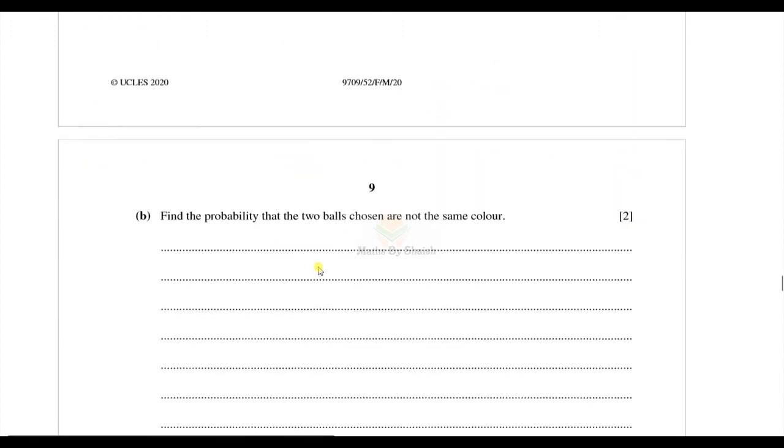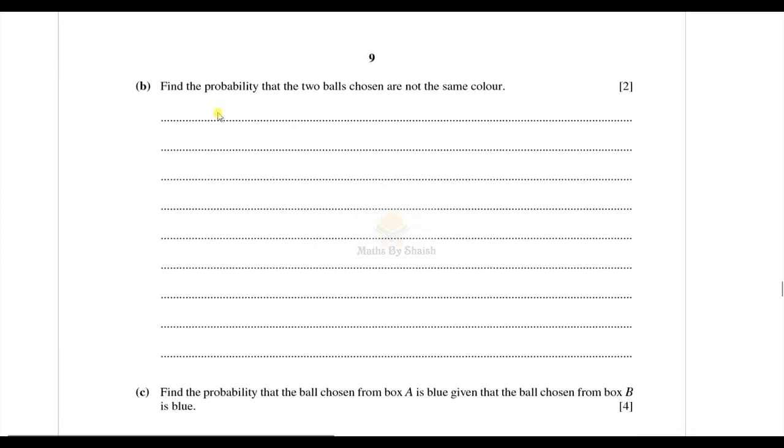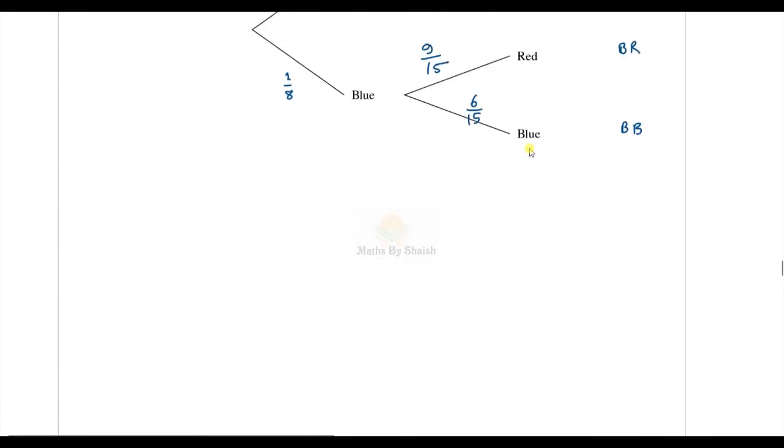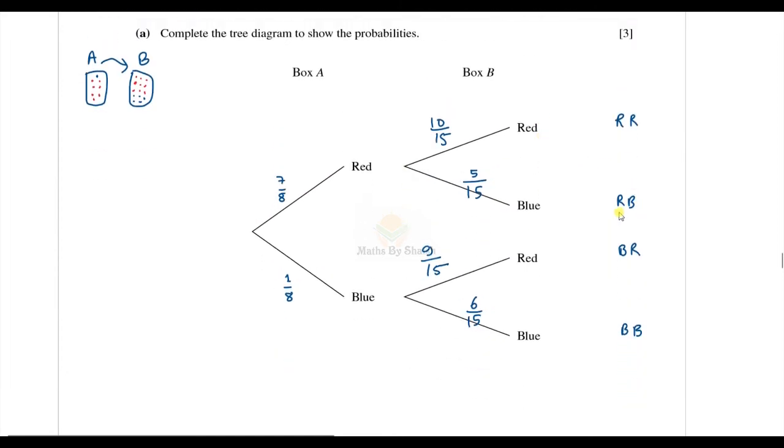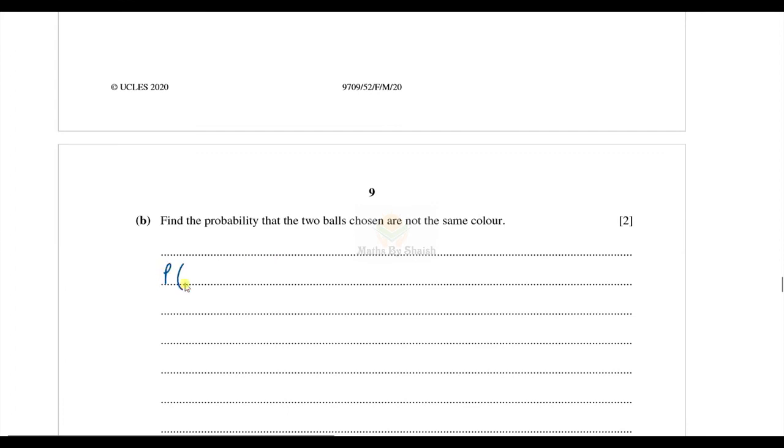Let's do the B part of it. B part says to find the probability that the two balls chosen are not the same color. So we can find the possibilities here. Not of the same color, at the last we have only these two possibilities, so we need to find the probability here. So the probability of either blue red or red blue means we add the probability of red blue and blue red. And now let's calculate from the tree diagram only.